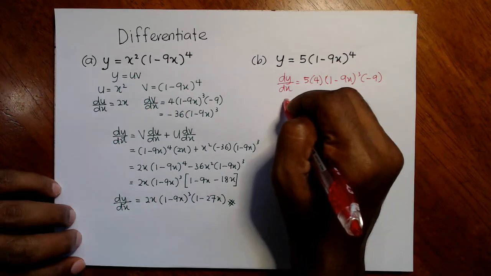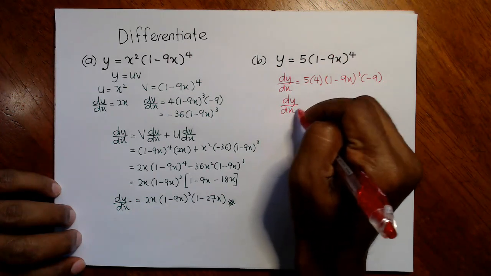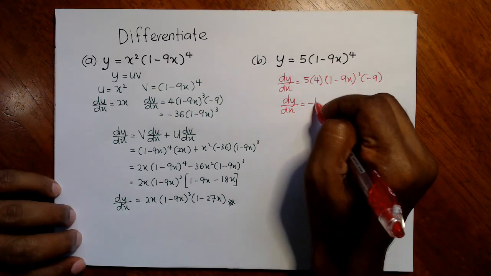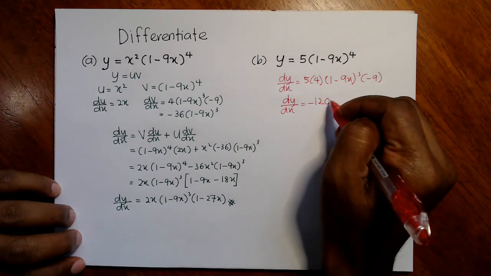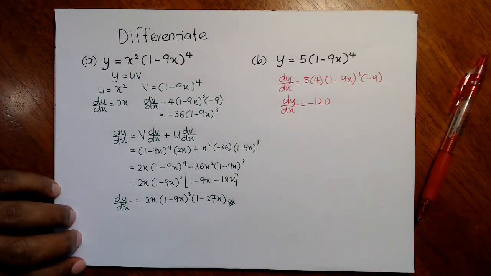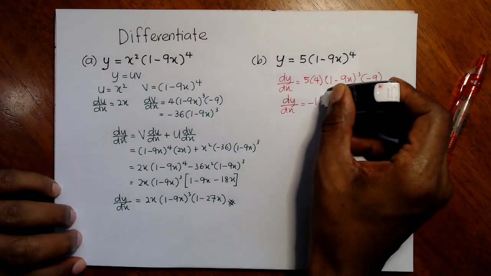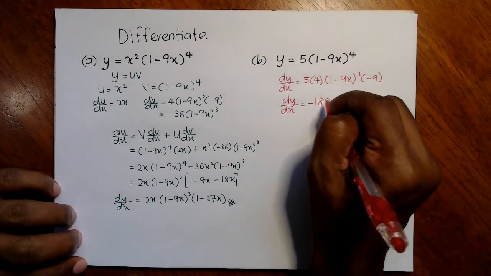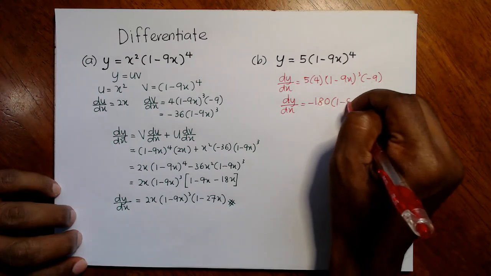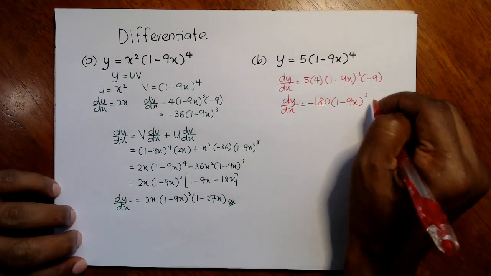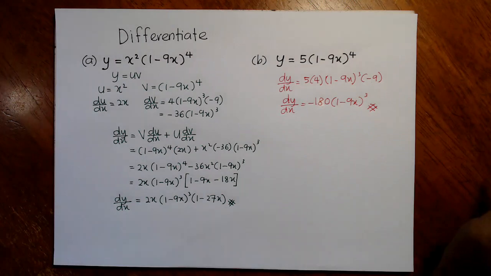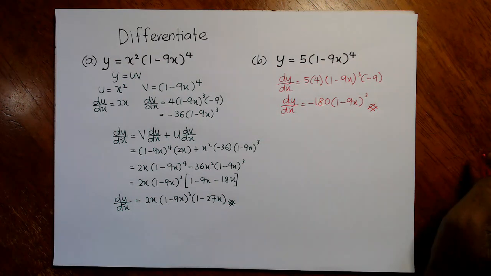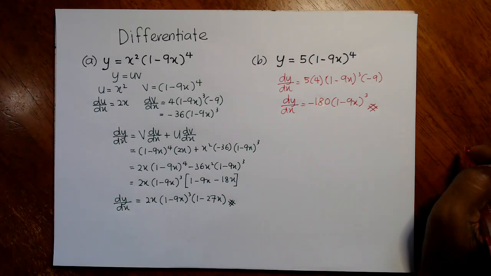You solve all this, we get dy/dx equals negative 180 times (1 minus 9x) to the power of 3. That's all. See how short that is? If we did product method, we would have gotten the same answer, but the working would have been so much longer. See you in the next video, guys.